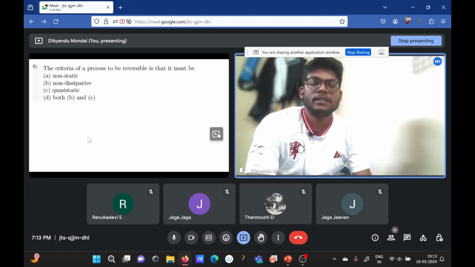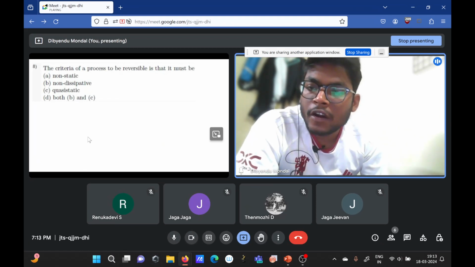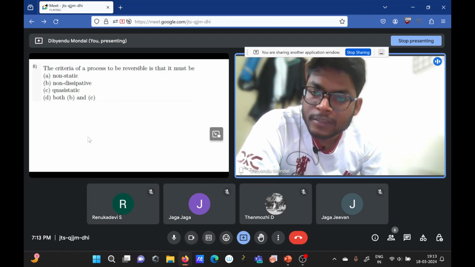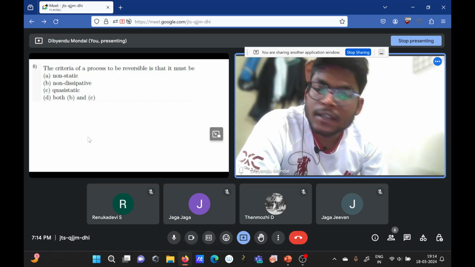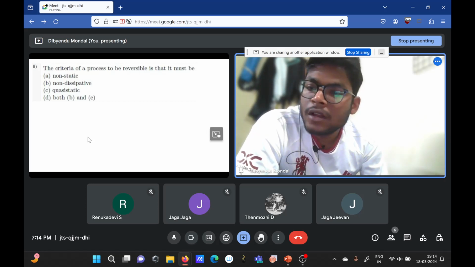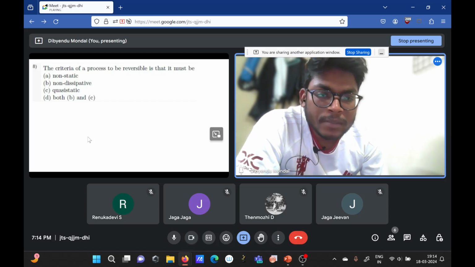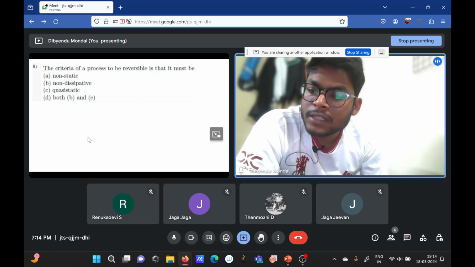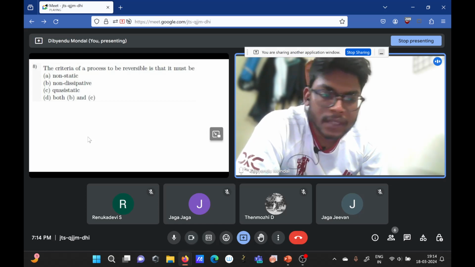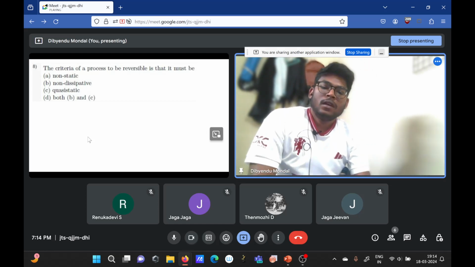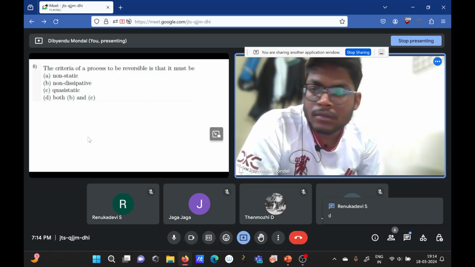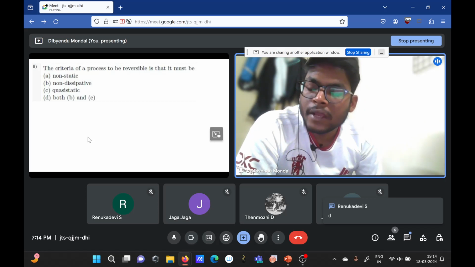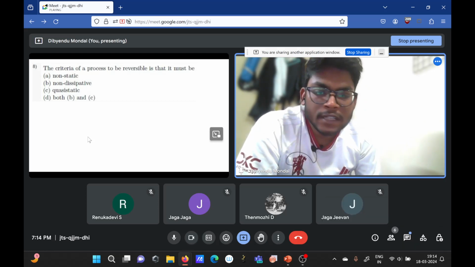Next question says the criteria of a process to be reversible is that it must be option A non-static, that means dynamic, option B non-dissipative, option C quasi-static, option D both B and C. Now, okay, Renuka said option D. Okay, so why not non-static, Renuka?